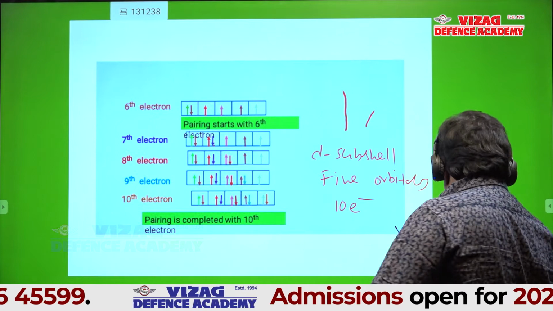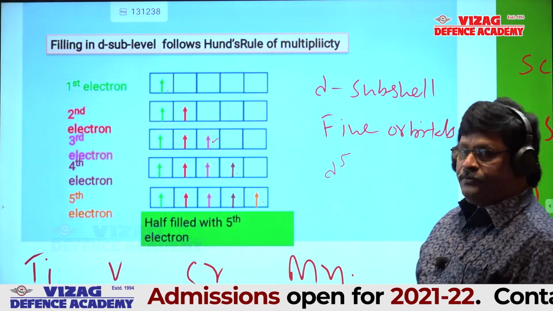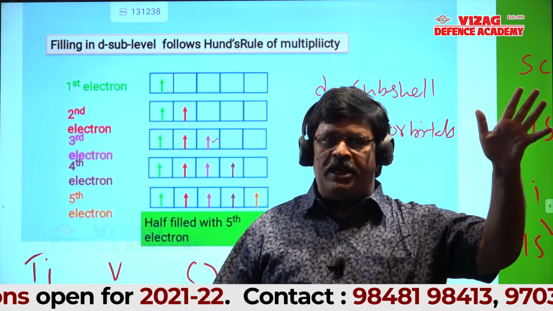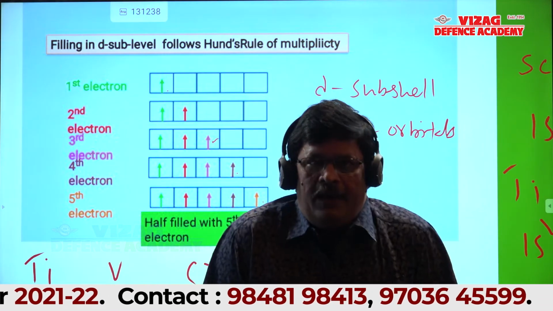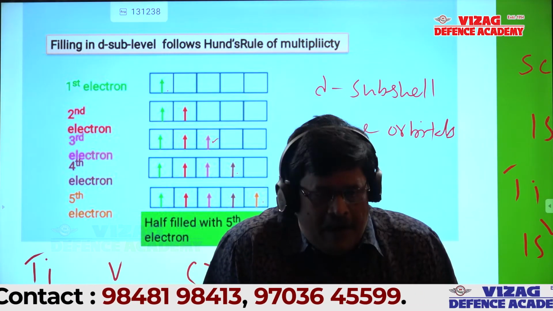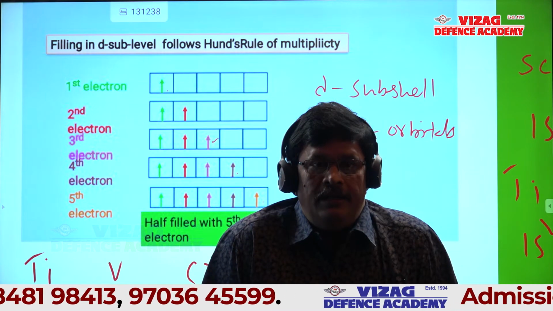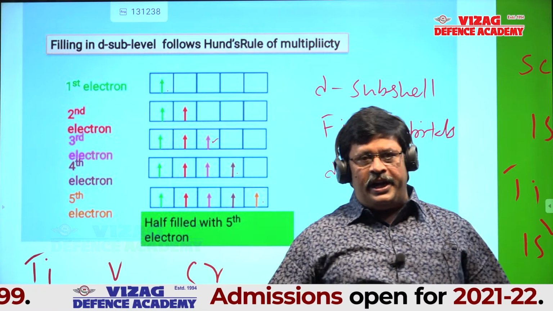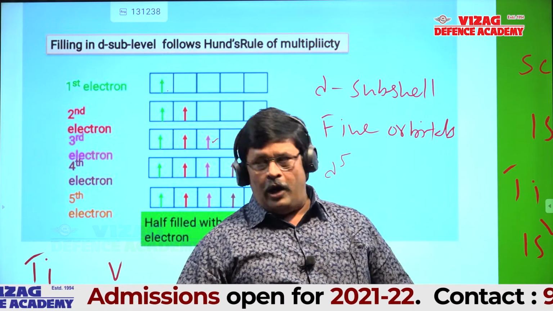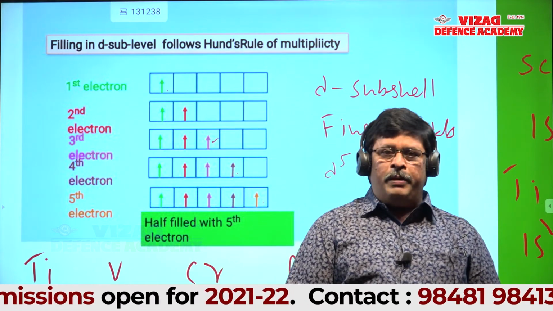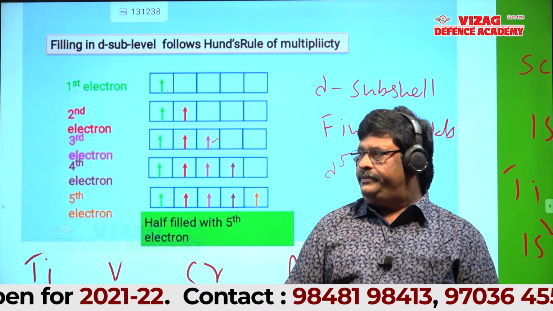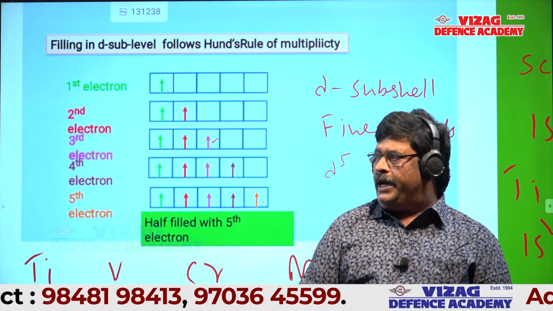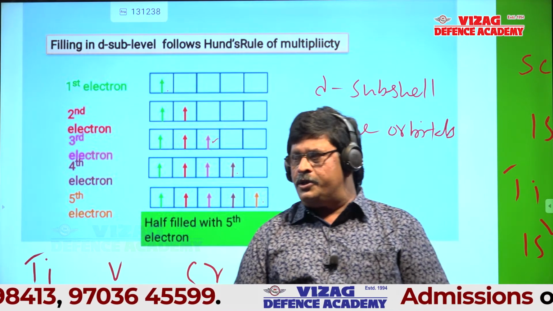Students, one more time listen to me, the previous slide. The d subshell accommodates 5 orbitals and 10 electrons, and all 5 d orbitals are degenerate. So according to Hund's rule, pairing takes place. Bhaskar, can you mute your mobile? Students, any doubt?